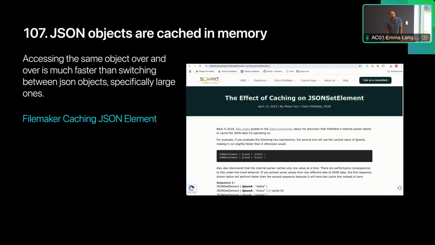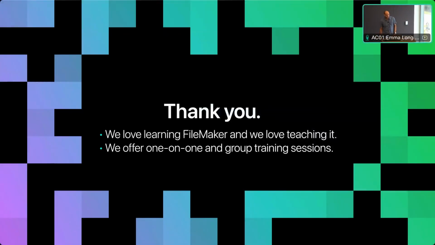JSON objects are cached in memory, just so you know. That means that if you are going to be working with multiple JSON objects, try to parse one so that you're hitting the cache in memory over and over again, then move on to your next JSON object. If you've got two massive JSON objects and you're constantly switching back and forth between them, you're going to have way worse performance. If you want to know more about that, you can find this excellent article by Selina.